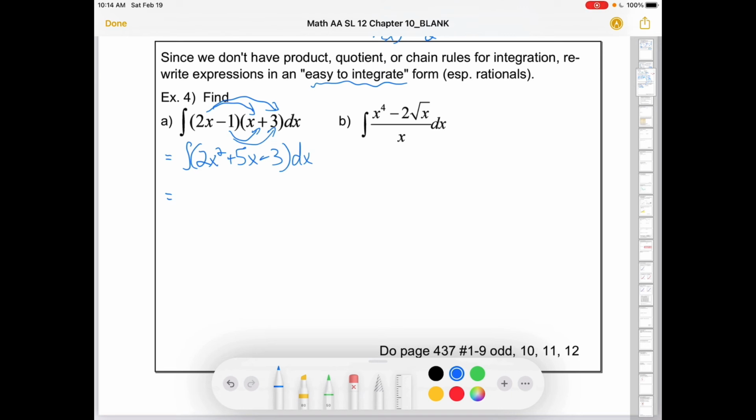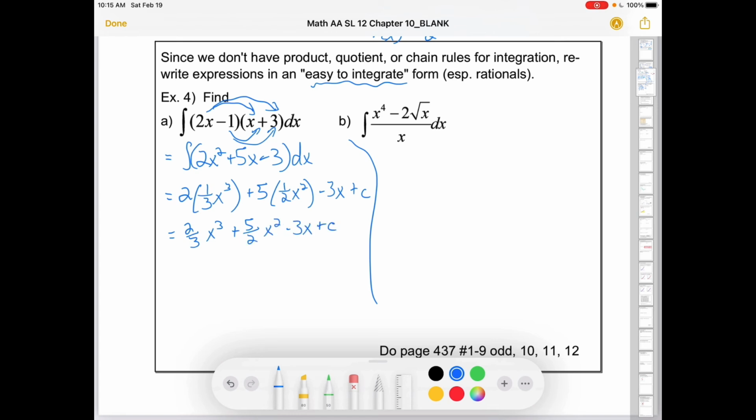So if we're doing it with the rules, we'll say 2, power goes up by 1, flip of the new power goes in front. We'll say 5, power goes up by 1, flip of the new power goes in front, minus 3x, and of course our plus c. And then we'll simplify that a little bit. 2/3 x cubed plus 5 over 2 x squared minus 3x plus c.